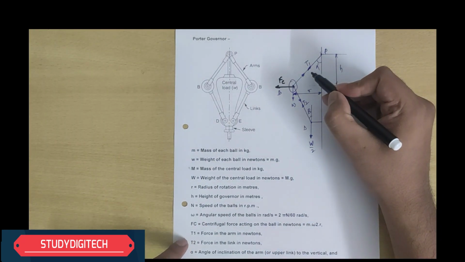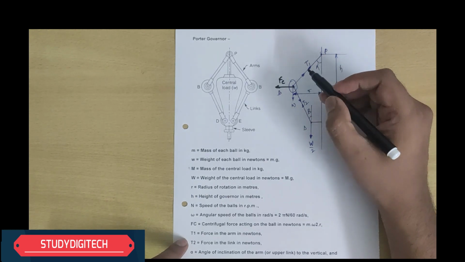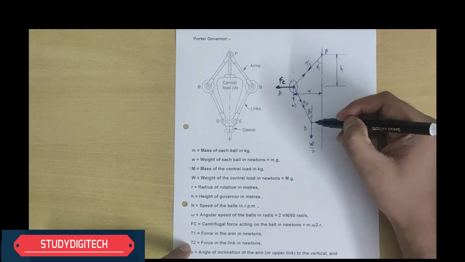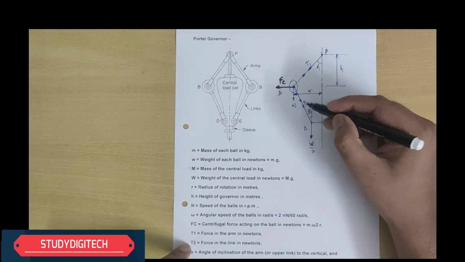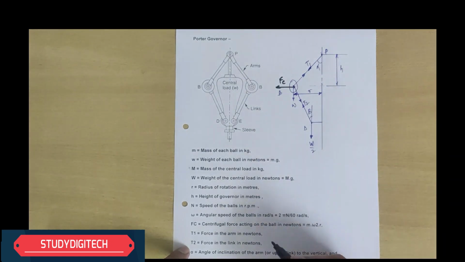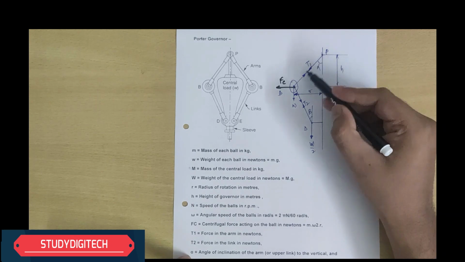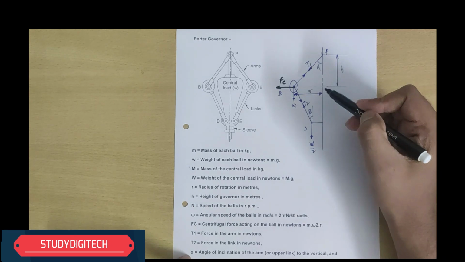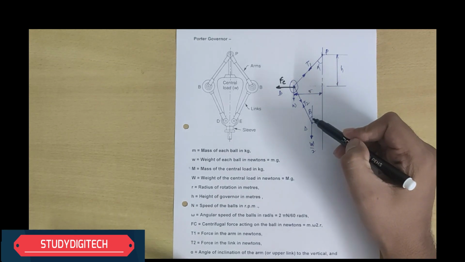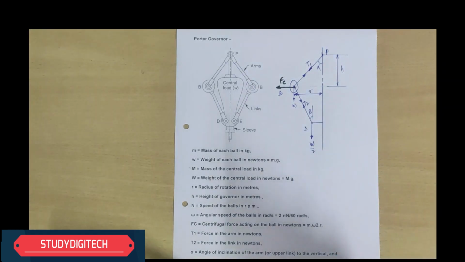T1 is the force or tension acting along the arm PB. T2 is the force or tension acting along the lower arm or link BD. Alpha is angle of inclination made by the arm with respect to vertical axis. Similarly, beta is the angle of inclination of lower link with respect to the vertical.